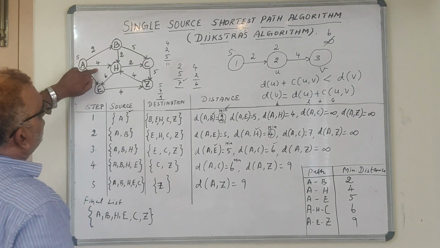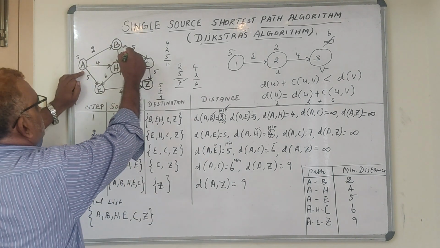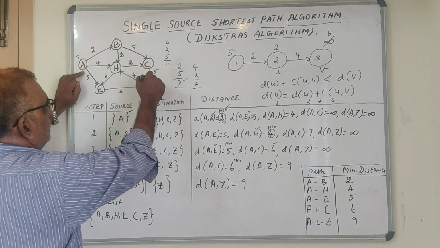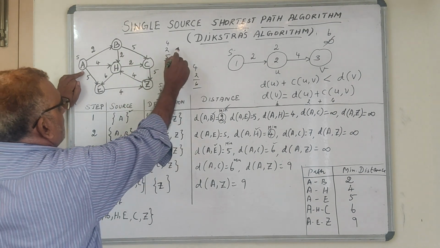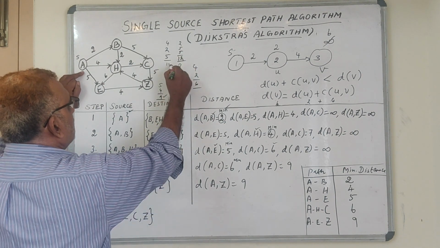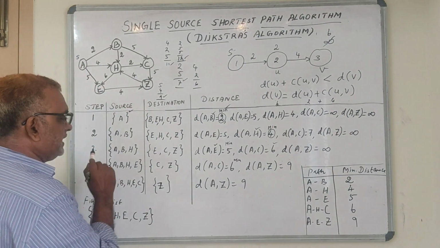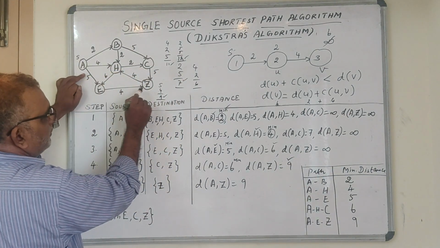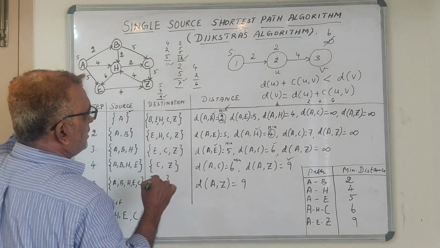What are the other paths to reach Z? You can reach A, B, then C, and from C you can reach Z. So it is 2 plus 5 plus 5, that is 12. So you have 9, 11, 12. If you compare all these three, 9 is the minimum value, so you select that value. The minimum cost for reaching Z is through E.